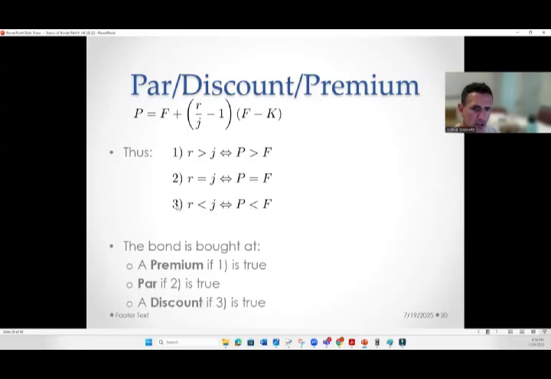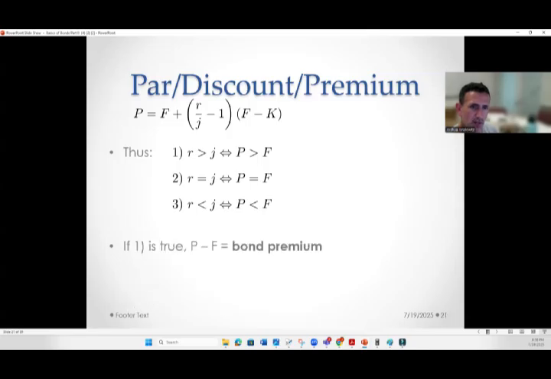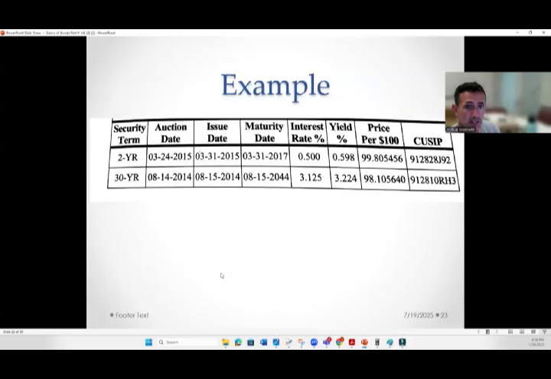And 3 is true if the bond is bought at a discount. And if 1 is true, P minus F is the bond premium. If 3 is true, F minus P, just to give us something positive, is the bond discount.